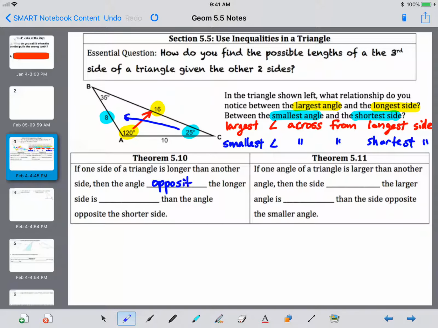In example 1, we're told that this triangle WIS has side lengths where WI is 22, WS is 17, and SI is 19. Well, if we're asked to list the angles from smallest to largest, first we're going to list the sides from smallest to largest. So my smallest side is WS, my next biggest side is SI, and my largest side is WI.